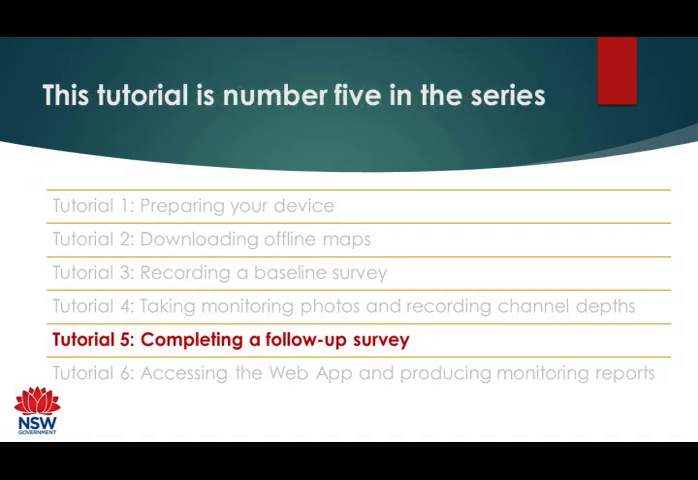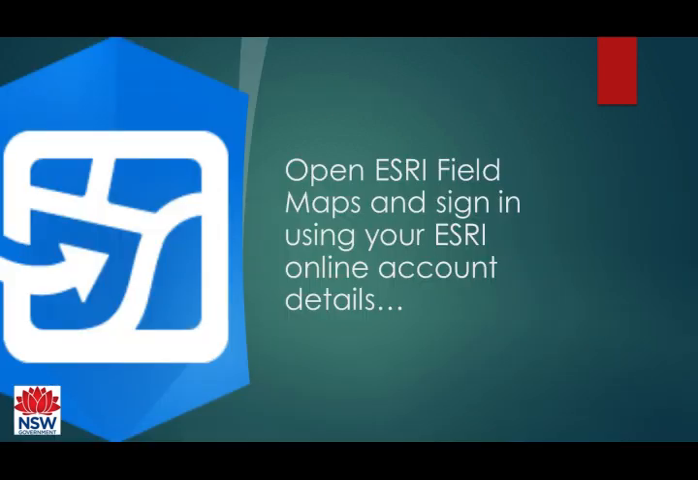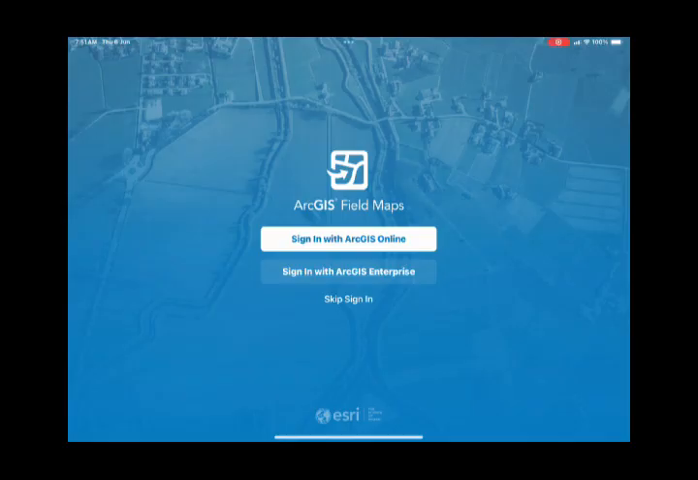This is tutorial number 5 in the series and it will show you how to undertake a follow-up survey at a site where you've already undertaken a baseline survey previously. So in this tutorial, we'll be showing you how to select the existing survey segment, how to then do the repeat estuary remediation survey and update the observations in Survey 1, 2, 3, and how to add additional photo monitoring points and near bank channel depth measurements and selecting the appropriate survey type in Survey 1, 2, 3 as well. Let's get started by logging into Esri Field Maps using your login credentials.